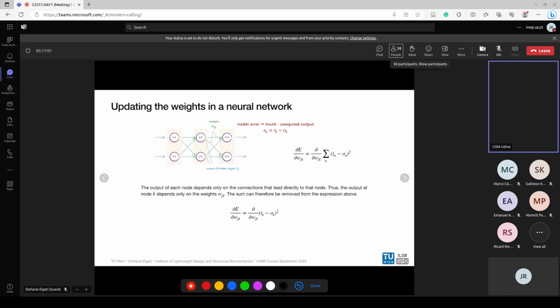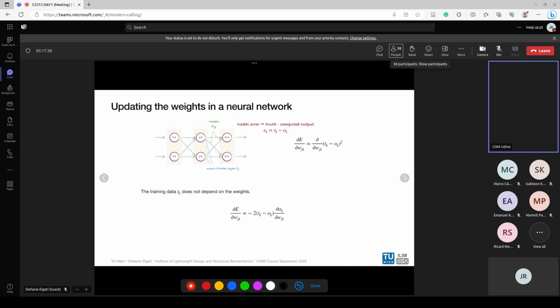So the first thing that we realize is that for each output node, for each node in general, the output depends only on the connections that lead directly to this node. That means that the output at node K depends only on the weights WJK and not on the other weights. So the sum can be removed from this expression. So we go from this expression here with the sum to the expression without it. That's the first simplification that we can make.